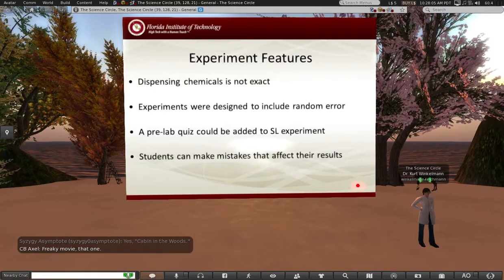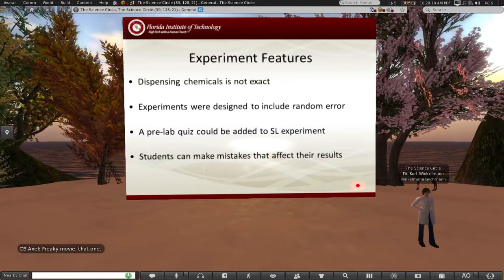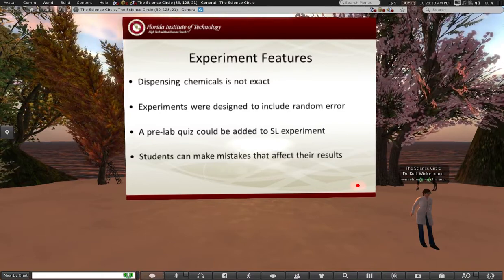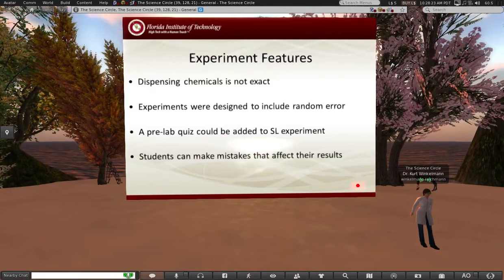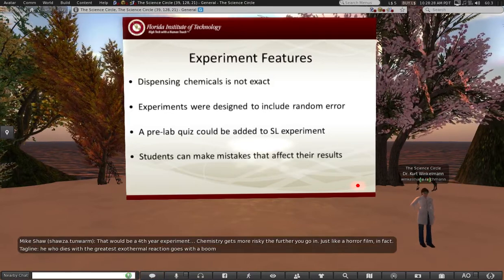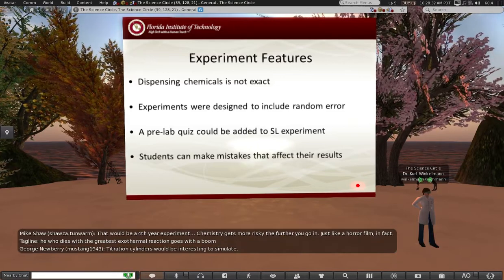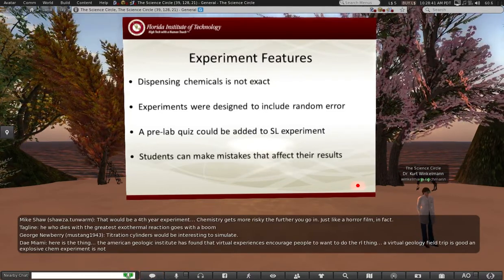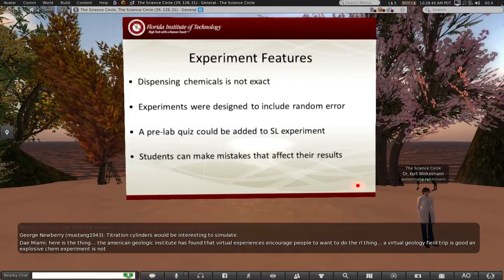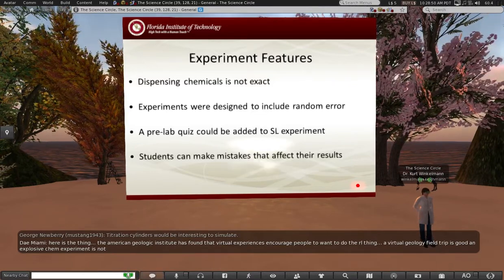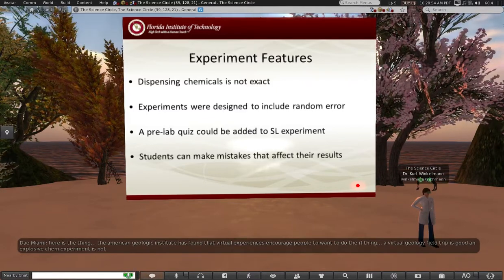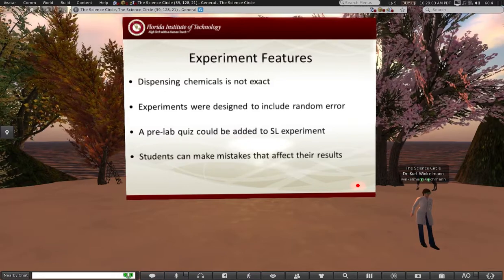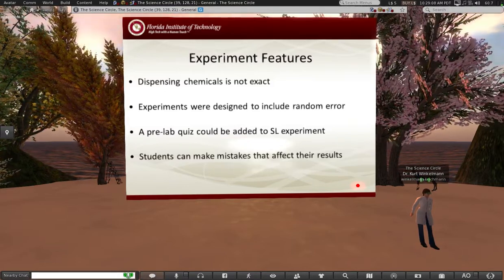Okay, so our experiment features: we tried to emulate real life as much as possible. To some extent, these are the choices we were allowed to make by designing the virtual experiments, how realistic we wanted them to be. Measuring things is not always exact in a chemistry lab, and we did want students to have that experience. So when dispensing chemicals, if they wanted a certain volume of solution, they'd have to be very careful in how they dispensed it. There was always some random error. We could have had a pre-lab quiz in Second Life, but we chose not to, again, to make it as equivalent to the real world as possible. The students did their quizzes on paper. And as I said before, students make mistakes, and that affects their results.